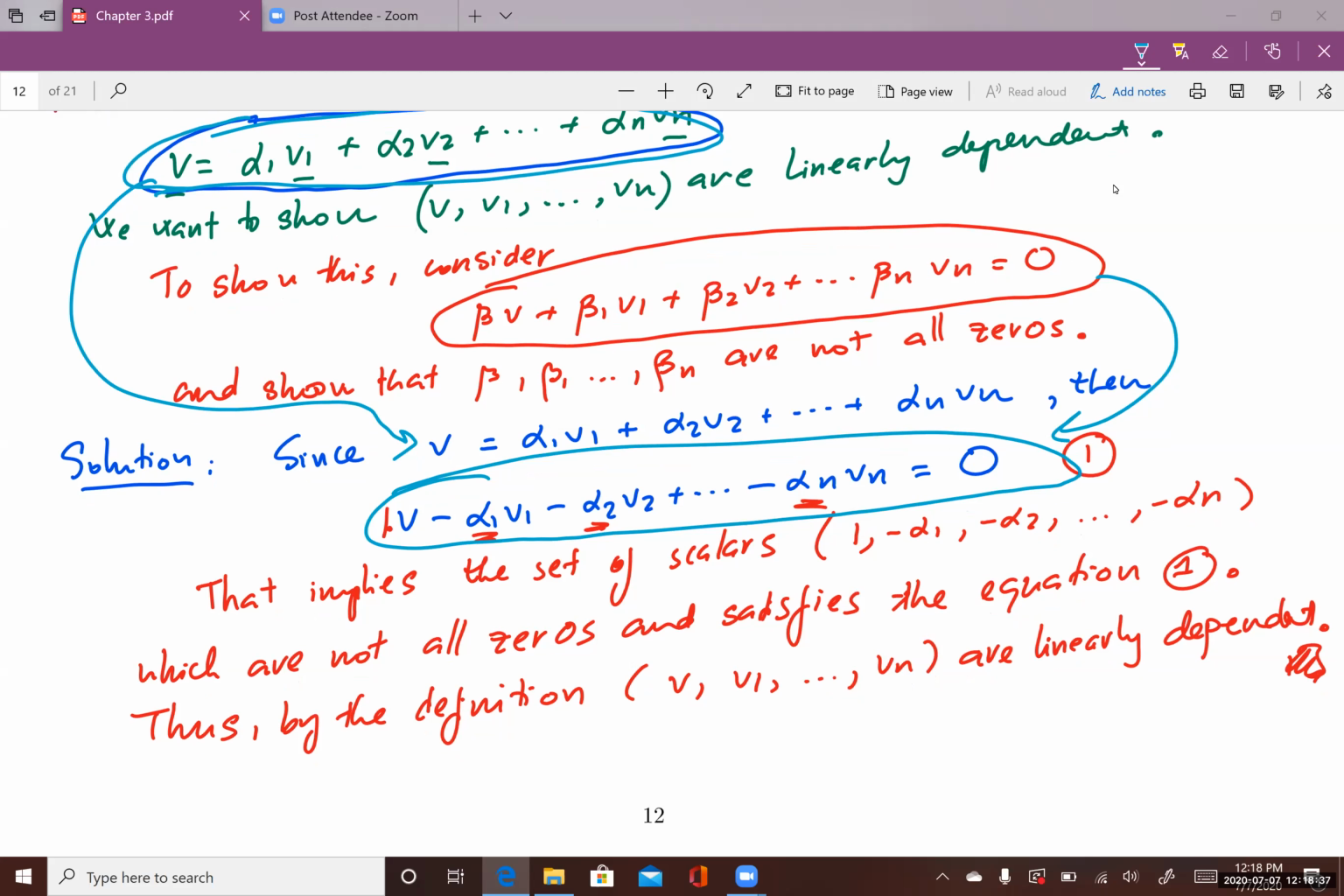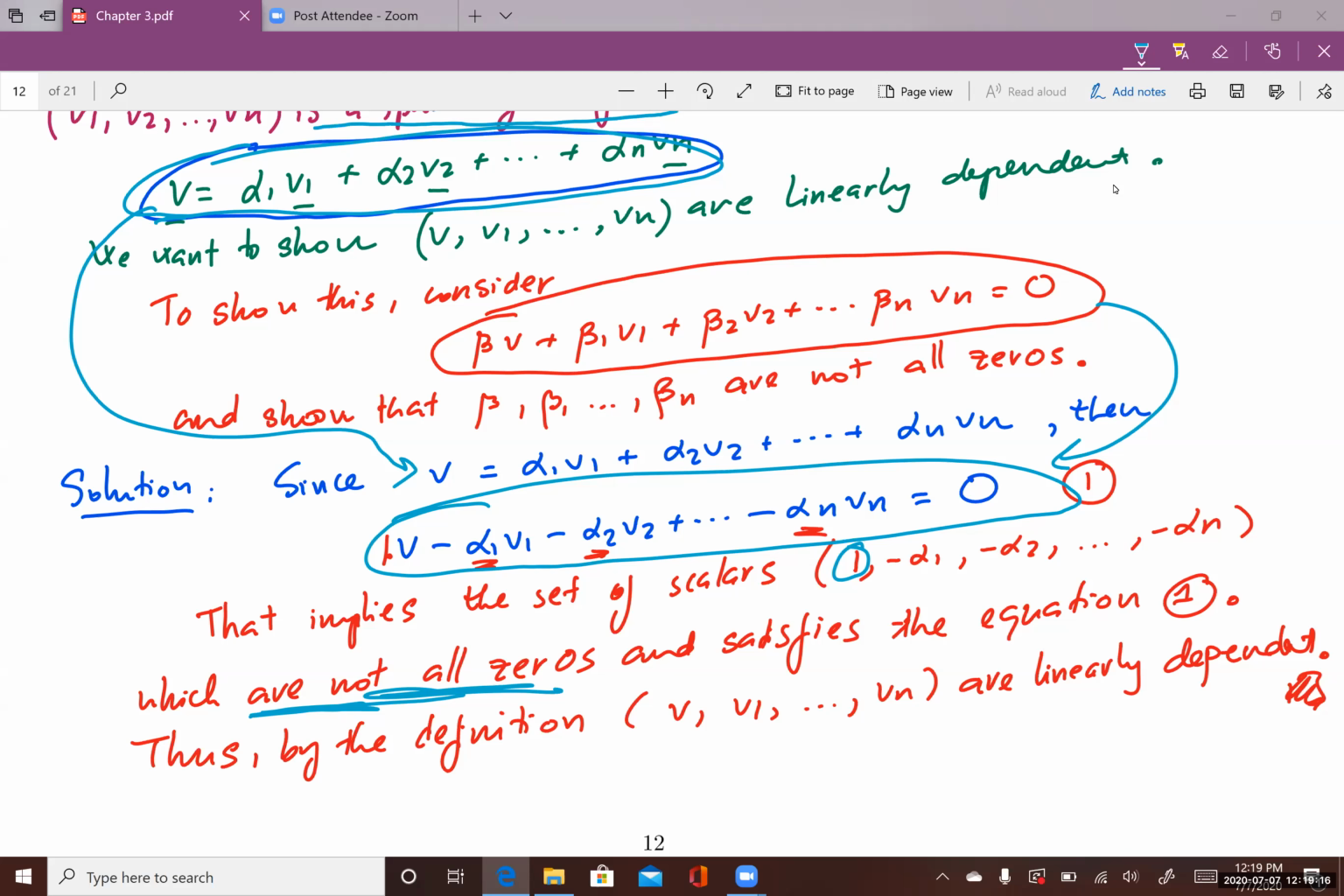We have v1, v2 to vn, we have v here, and now I found that the set of scalars 1, negative alpha 1, negative alpha 2, negative alpha n is a set of scalars that are not all zeros, because at least one of the entries is not 0, which is 1. They are not all zeros, and they also satisfy equation number 1. So by the definition, v, v1 to vn are linearly dependent.